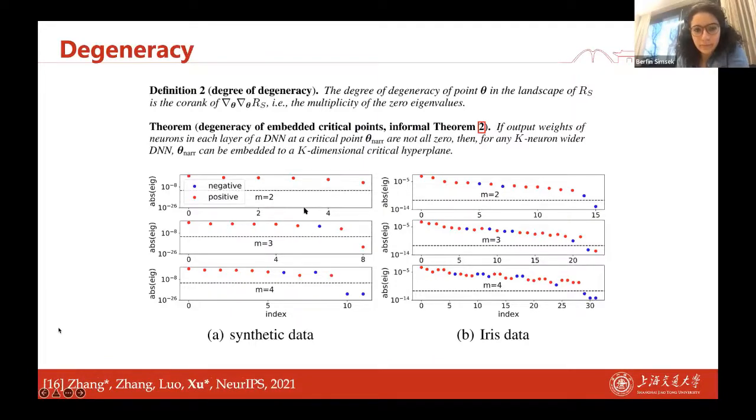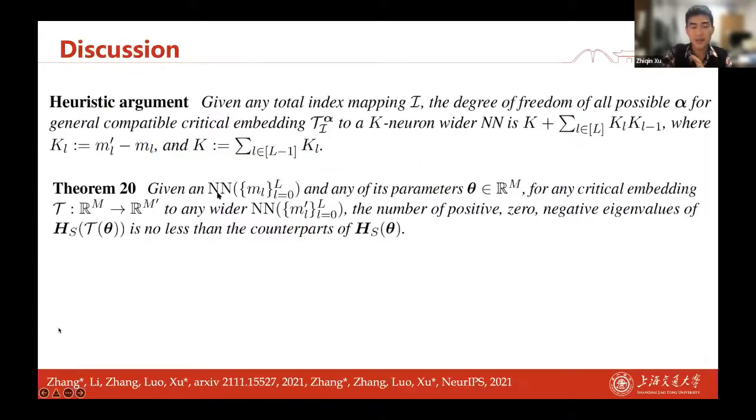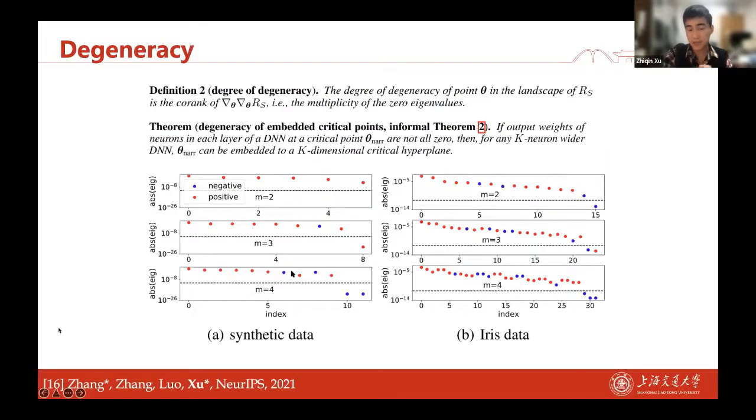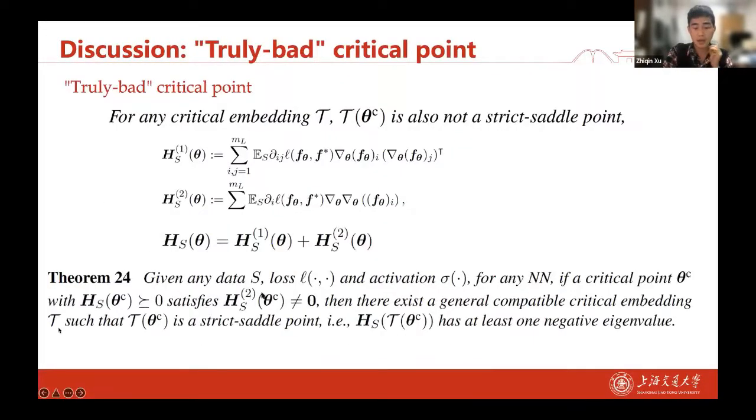This shows the experimental result that there will be more negative eigenvalues. But theoretically, what we can prove so far is only the following, and this is a result of experiment, and we actually don't understand in which case or under what condition there will be more and more negative eigenvalues. Yeah, we are not so clear about this. But we can show that if you have this condition, this second part is not equal to zero, you can construct a critical embedding such that after the embedding, there will be at least one negative eigenvalue. So we need this condition.